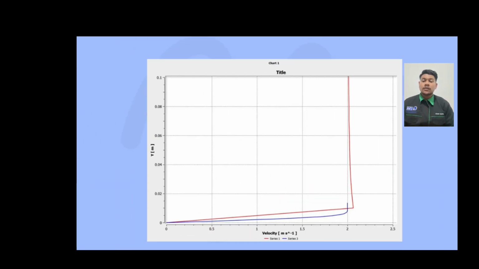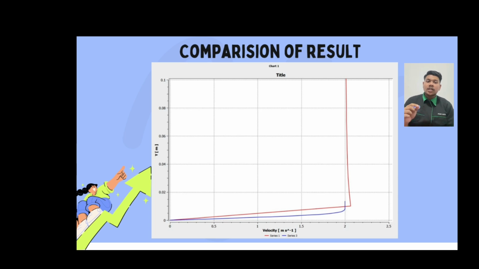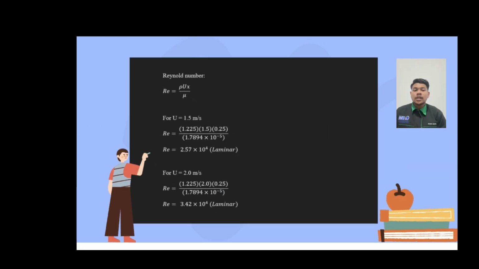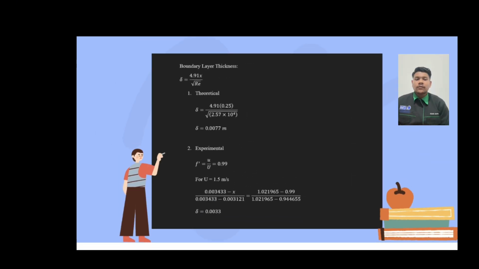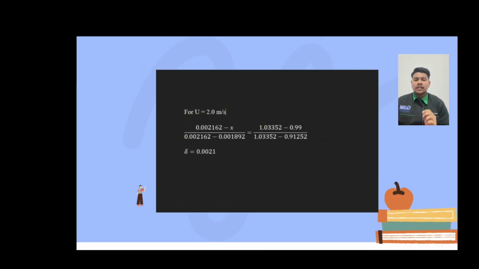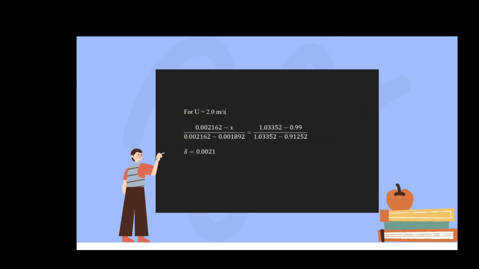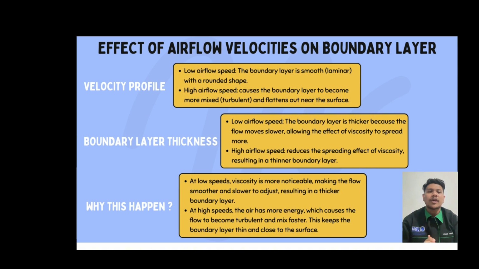We do both of the velocities to compare. We can see the blue line is the theoretical boundary layer and the red line is the experimental boundary layer. These are the differences of using the Navier-Stokes solution and the Blasius solution. But we can do the comparison by using this formula. First, we need to find our Reynolds numbers, and the calculation shows that the Reynolds number was in the laminar range for both velocity 1.5 meters per second and 2 meters per second. After that, we can find the boundary layer thickness for theoretical and experimental, and we can see that there is a difference between the effect of airflow velocities on the profile of the boundary layer.